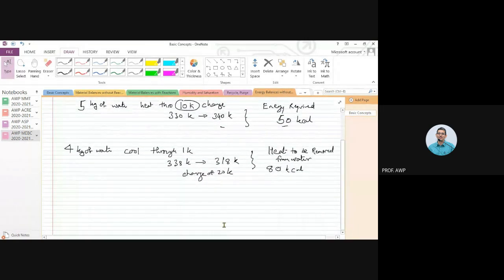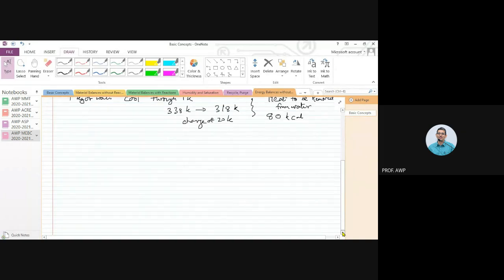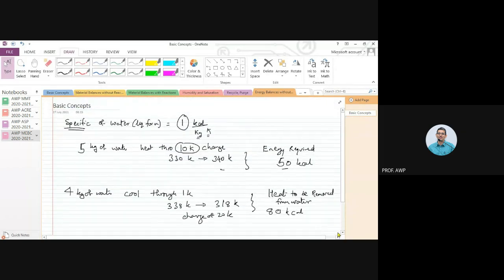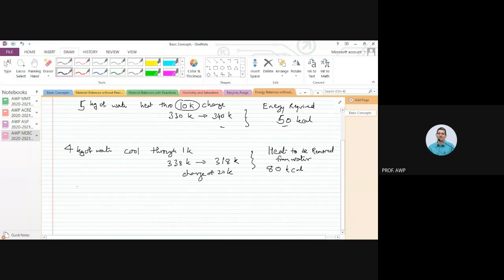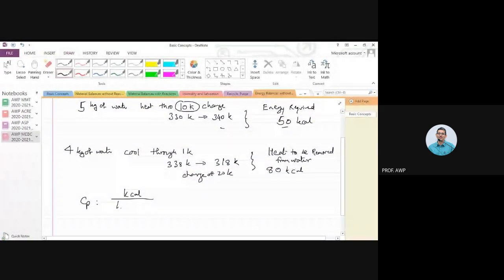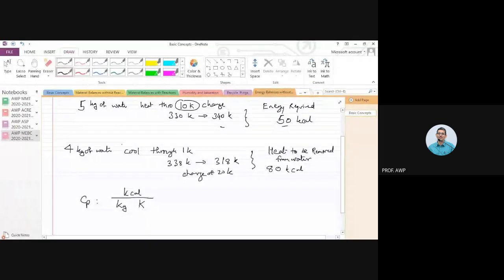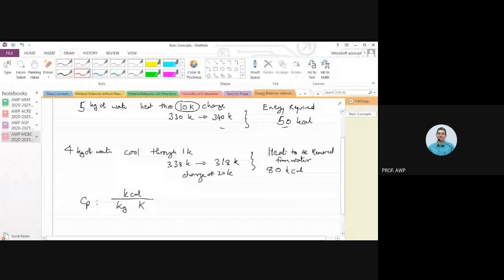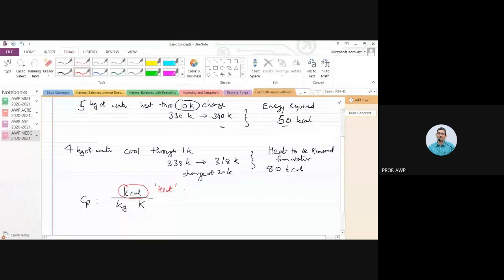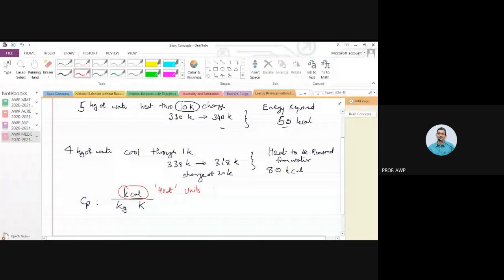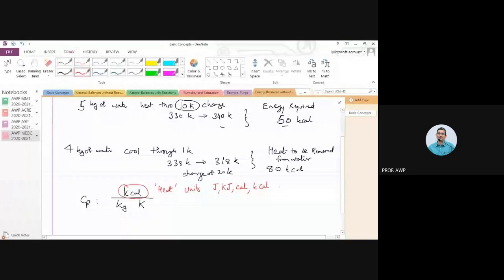Another point is that we could write specific heat in different units. So Cp, specific heat, would have units of kilocalories per kg per Kelvin, right? So remember what this is. This is the amount of energy required, the amount of heat required. So you could have any heat units. You could have joules, kilojoules, calories, kilocalories, kilowatt hours, right? You could have any set of heat units.